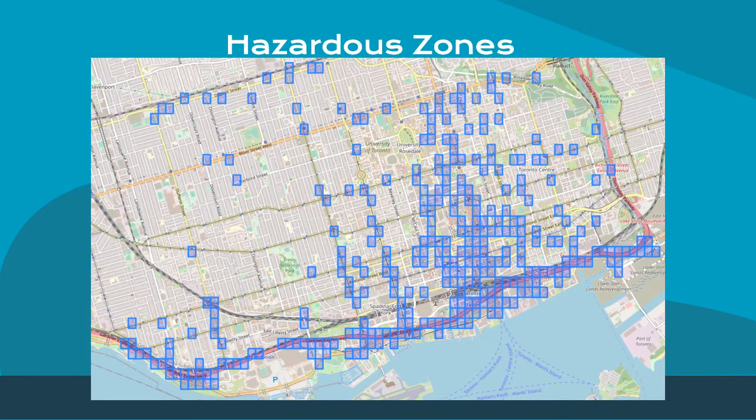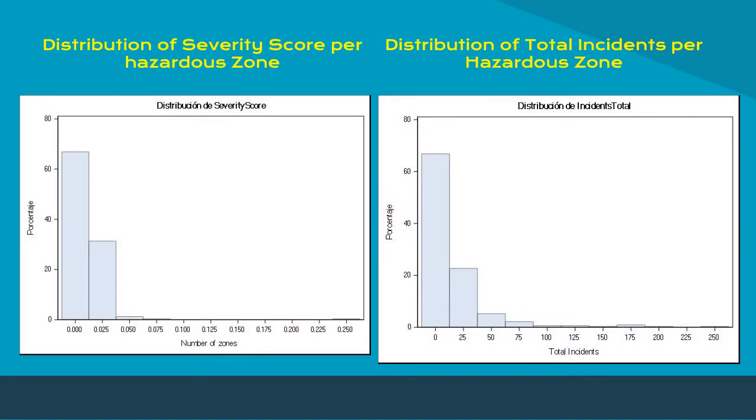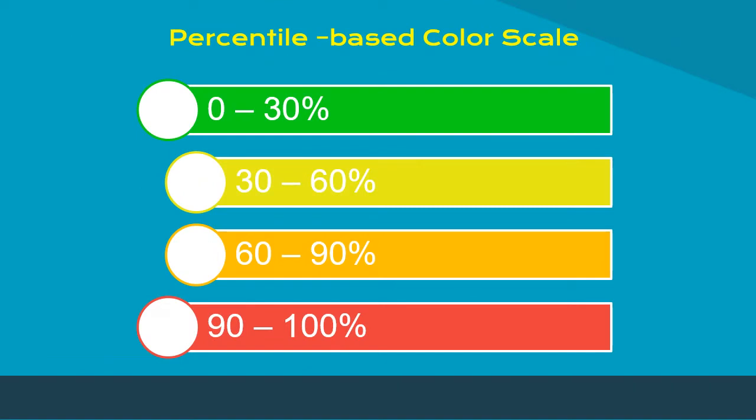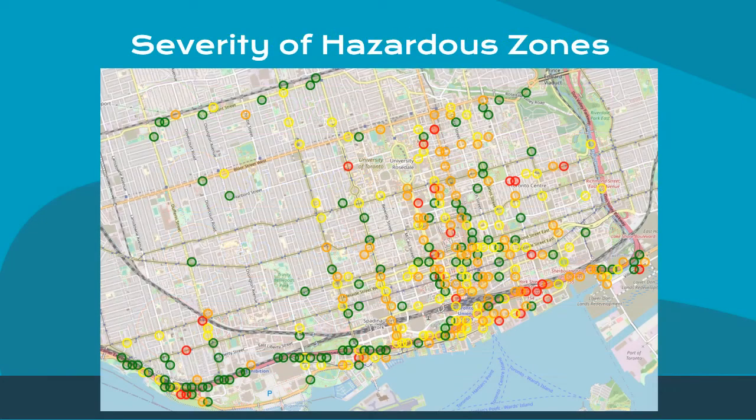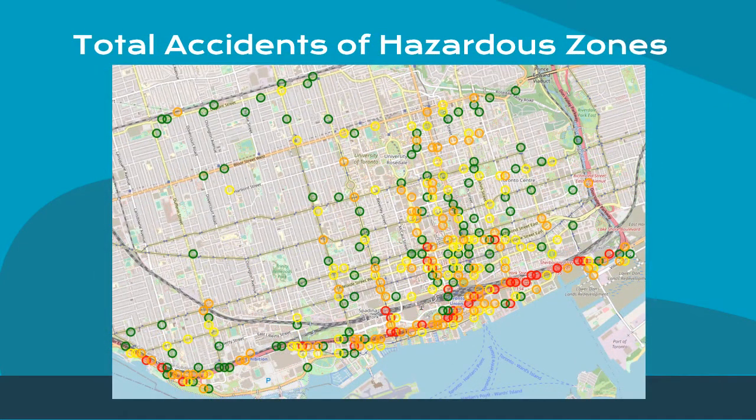Firstly, Geotab has a dataset of hazardous zones, which are based on harsh braking incidents, accident level incidents, and traffic flow. Each one of these hazardous zones has two main variables, the severity score and the total accidents in that zone. These graphs show the distribution of these two variables. And to visualize them, we follow this percentile scale to show different levels of severity and the amount of accidents. So, in this map, we can see the zones with a higher severity score. And in this one, we can see the zones with a higher amount of accidents.